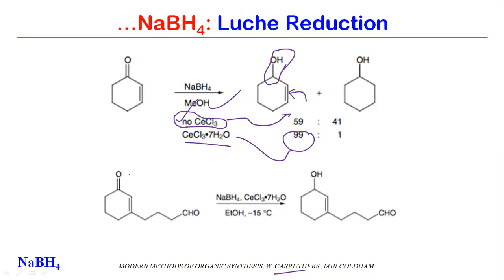Now, once we are doing the reduction of this kind of compound, if you are using CeCl3, then you can understand that this carbonyl carbon is getting reduced, but the conjugated double bond is not getting hampered. So this Luche reduction is one of the interesting name reactions where we can reduce a carbonyl compound into the corresponding alcohol without affecting the alpha beta unsaturated double bond.